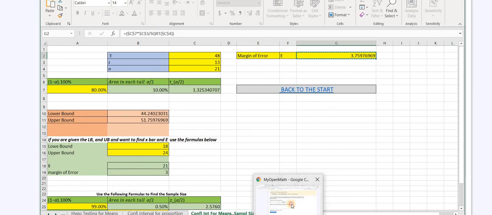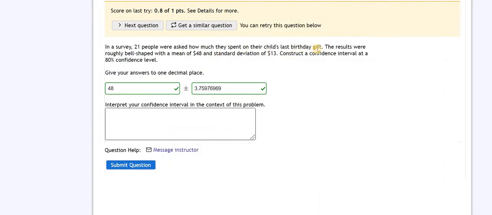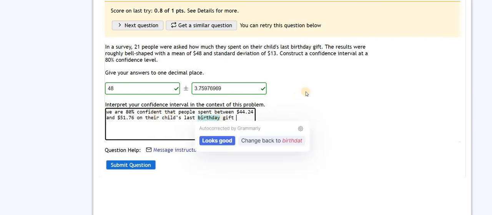Now the interpretation. Since this question is asking about trying to predict the average people spent on their child's last birthday gift, we're going to say we are 80% confident, because of the confidence level here, that people spent between the lower bound $44.24 and the upper bound $51.76 on their child's last birthday gift. Okay. So that is basically the interpretation.